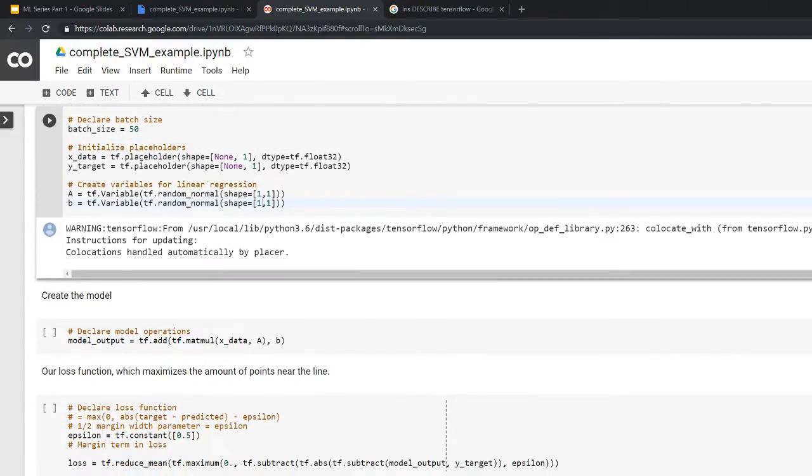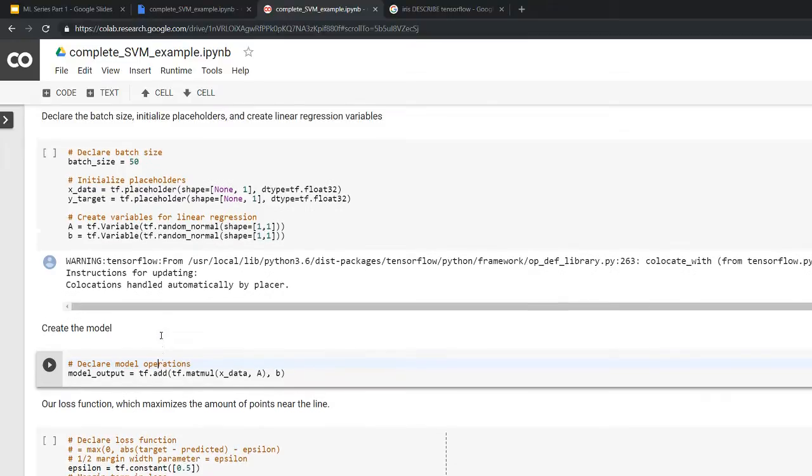So for training data we use a placeholder, and then for the weights, the parameters or variables we have to learn, we use this class called Variable. And because it's a class, not a method, it's in uppercase.